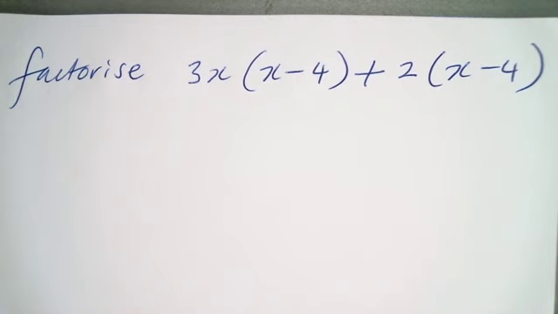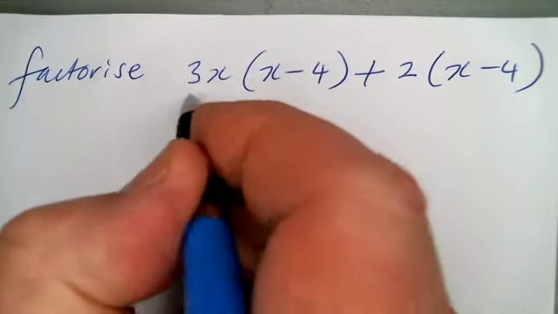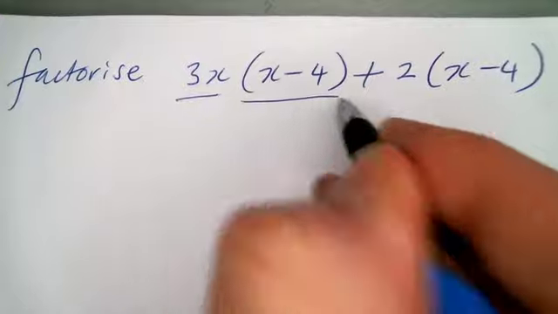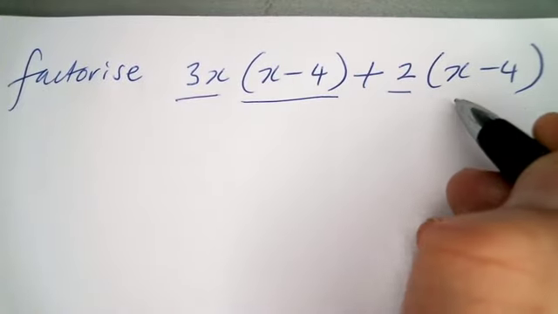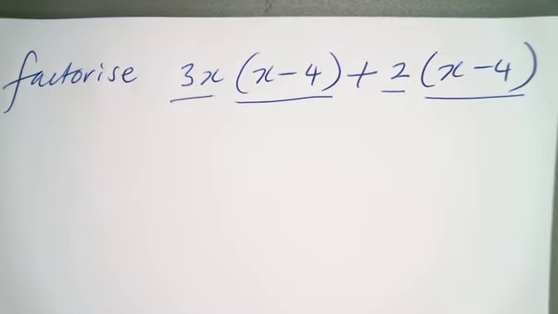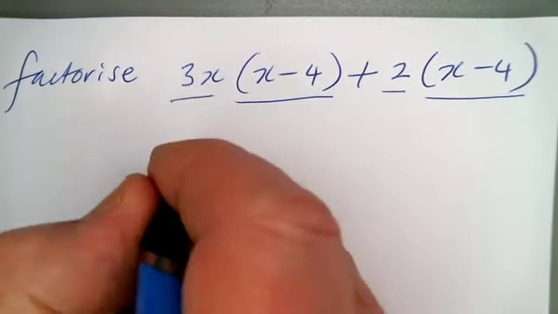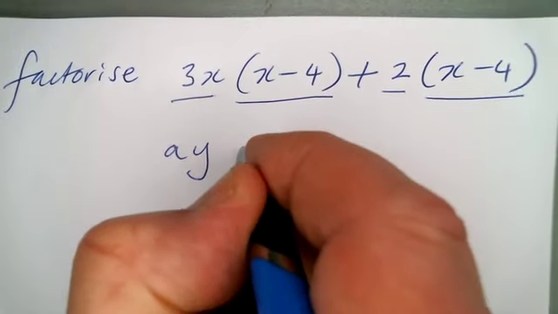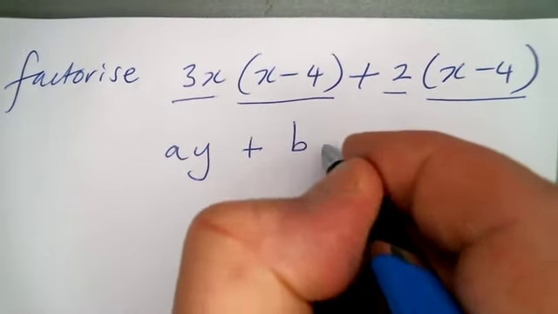But that's not actually what brackets are. Brackets are one thing. So this is one thing, this is one thing, this is one thing, and all of that is one thing. So let's treat it a little bit differently. Let's imagine I said we've got a times y plus b times y.